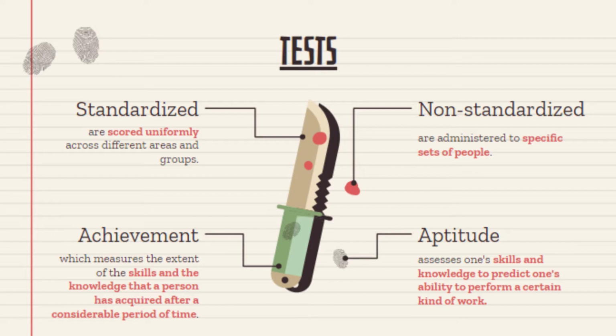An aptitude test assesses one's skills and knowledge to predict one's ability to perform a certain kind of work. One example is the school entrance examination. These examinations are used for finding out if the test takers have sufficient knowledge and skills to excel in academic institutions. The type of tests and questions that you will utilize in your data collection will depend on the kind of information that you would like to obtain as a researcher.